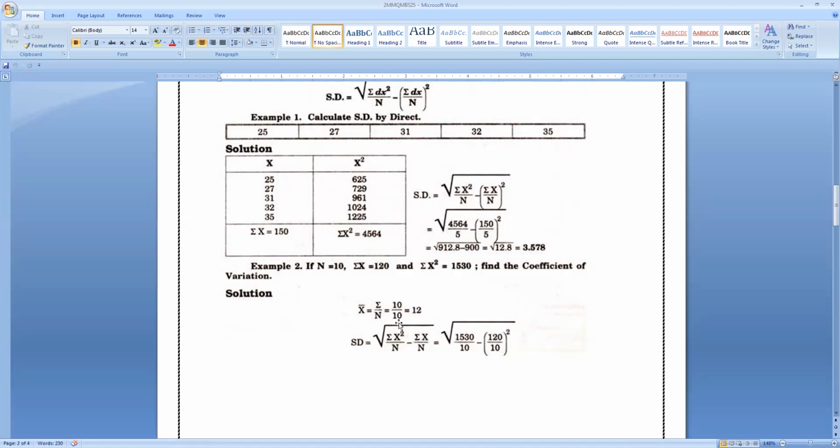Therefore, mean equals sigma x by n. It is nothing but here they have given 120 as sigma x, so for the calculation of mean, 120 by 10 is nothing but 12. Therefore, standard deviation is nothing but root of sigma x square by n minus of sigma x by n whole square.